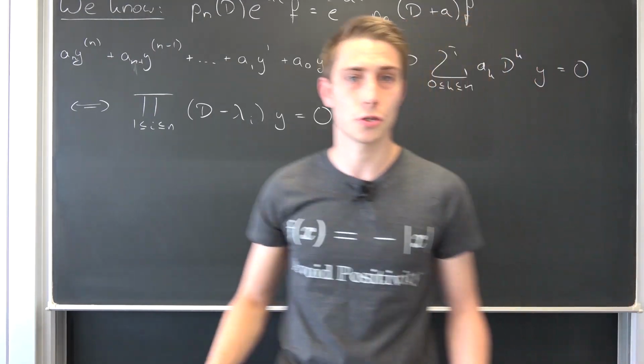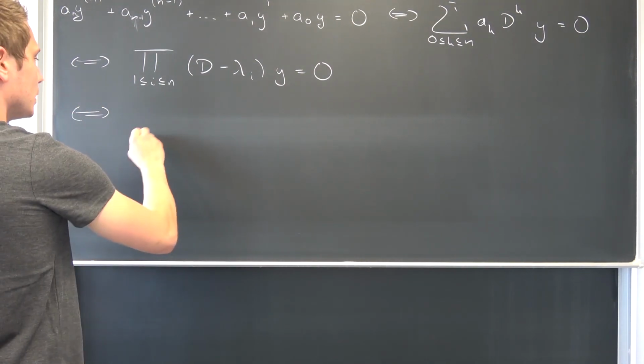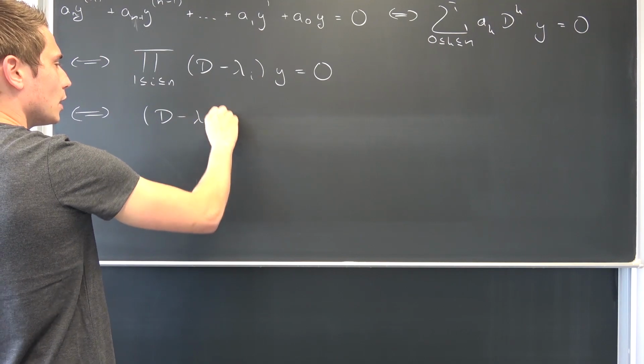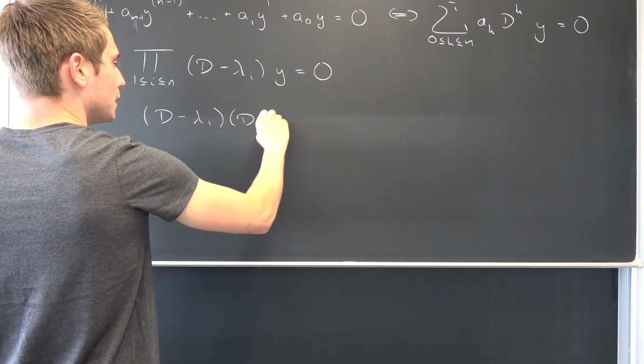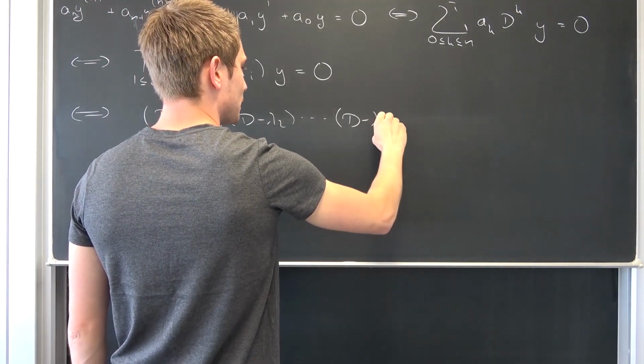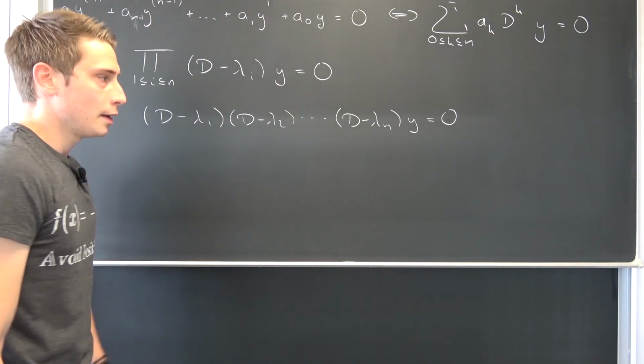And now if we were to write all of this out, what would we get? That's equivalent to saying we are going to have D minus lambda 1, and then D minus lambda 2, and so on, up until D minus lambda n, y being equal to 0.